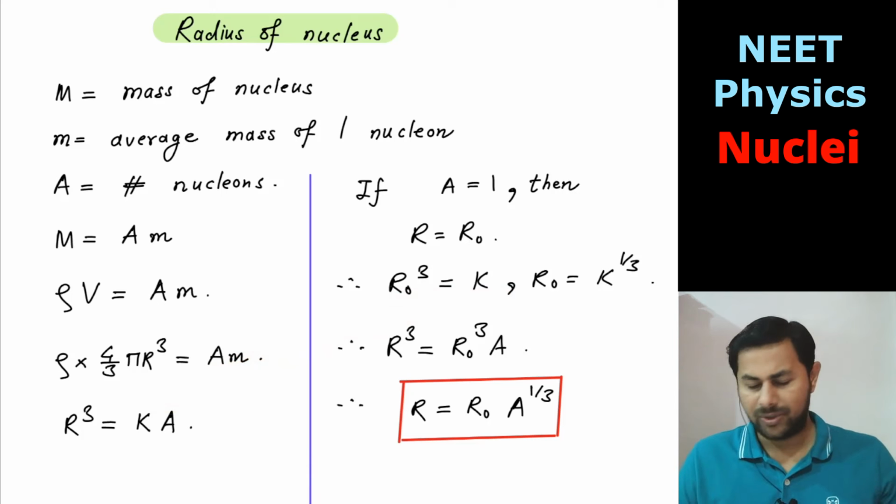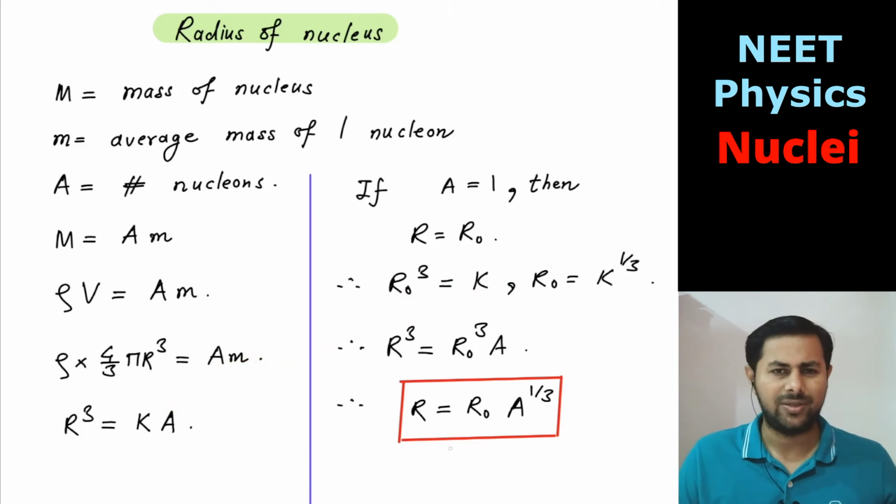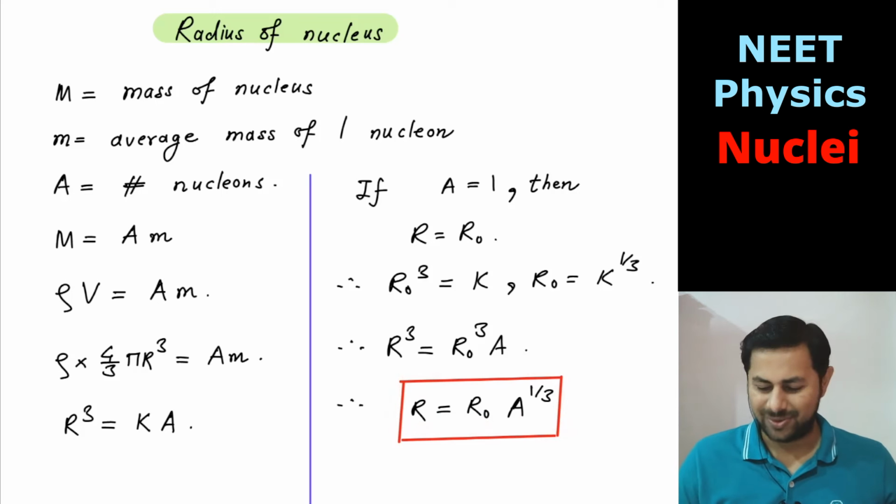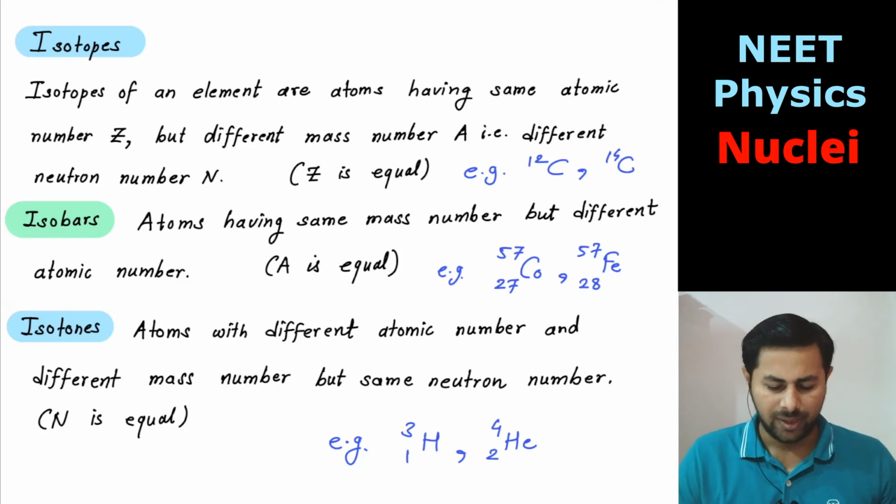Now if you take the cube root, what do you get? You get r is equal to r naught A raised to 1 by 3. So this is kind of an understanding of this formula: r is equal to r naught A raised to 1 by 3. Is this clear, everyone?